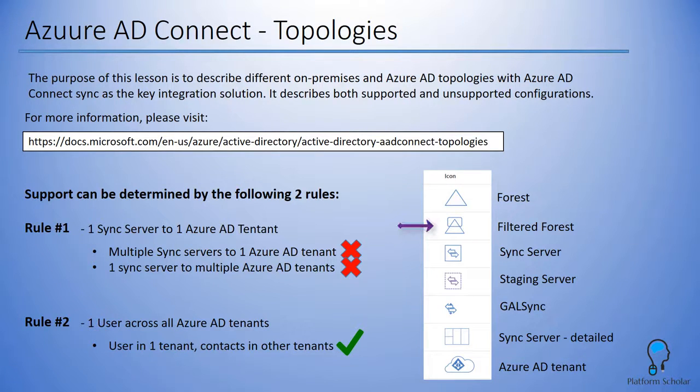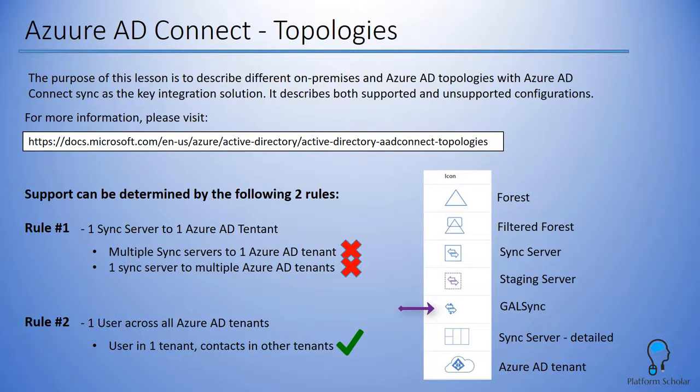If there's a box drawn on the forest, it's meant to represent a filtered forest, meaning a forest where only certain users, contacts, and groups have been selected to be synchronized. And the box with two arrows represents a sync server, meaning an Azure AD Connect installation. The purple one with the dotted lines is a sync server in staging mode, which we'll get to at the end of the lesson.